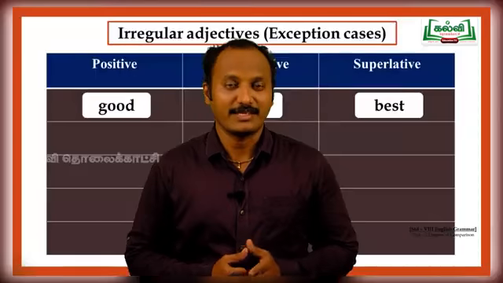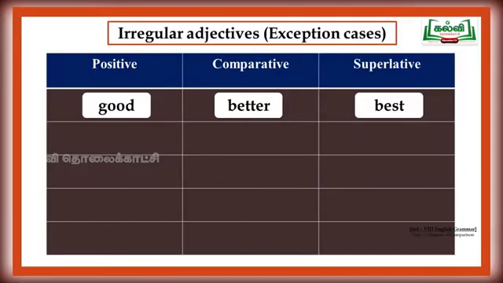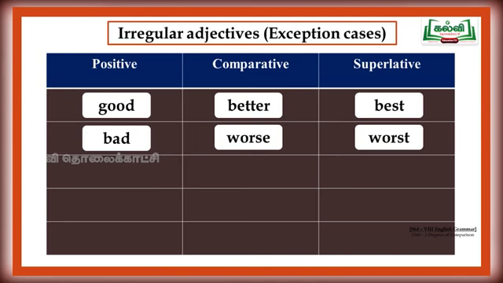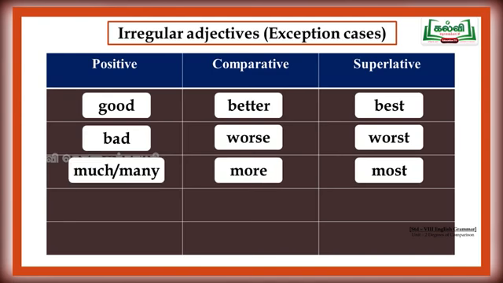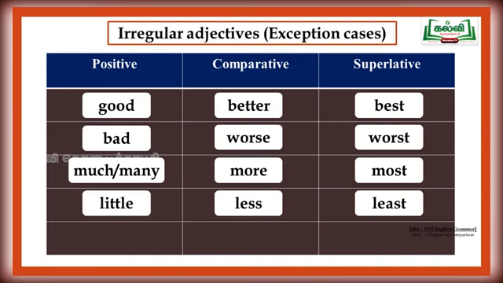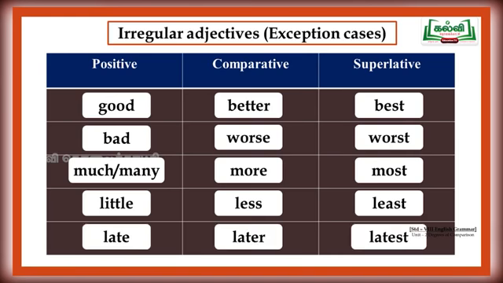Other than these rules, we have some exception cases also. Those are known as irregular adjectives. There is no rule to be followed for these, such as good, better, best. He is a good student, but she was the best student. Know the difference. Bad, worse, worst. For much as well as many, the comparative form is more and the superlative form is most. Little, less, least. Late, later, and latest. These are exceptional cases. They won't have any certain rules. So, irregular adjectives.